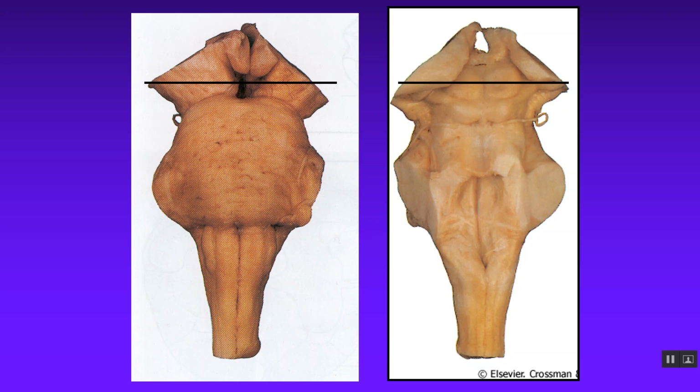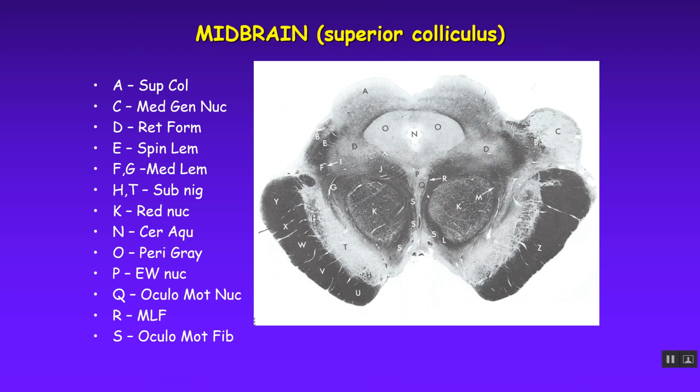So we are doing a cross-section through the superior colliculus. That's the only cross-section you'll have to know. So here it is. A, these two bumps back here, that's your superior colliculus, both sides there. C, there's not one on this side, but it just probably got torn off.